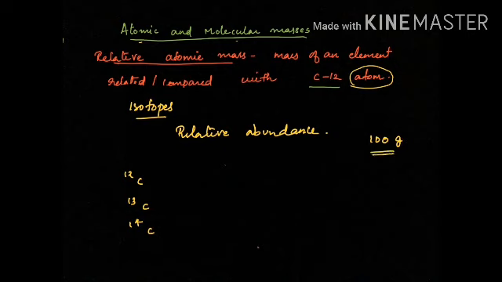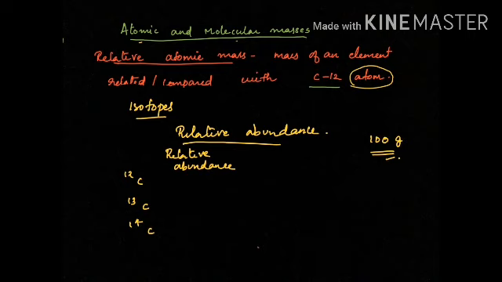So carbon 12, carbon 13 and carbon 14 will be mixed in this particular 100 gram of carbon, right? So how much percent of each isotope is existing? How much percentage of carbon 12 is there in the 100 gram, or how much carbon 13, or how much carbon 14? That is what is given by the relative abundance. Relative abundance is required when we are finding out the atomic masses of the isotopes.